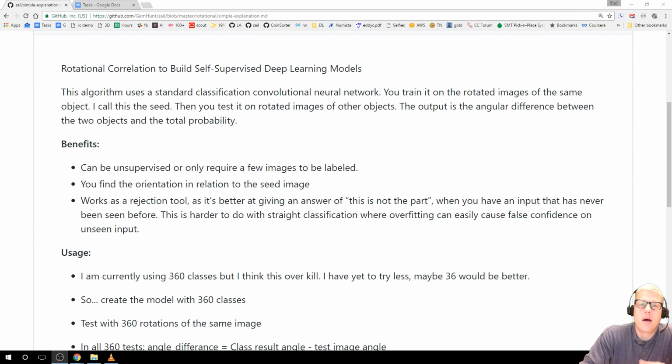Hello, I'm Paul Crush, and I wanted to go over one of the key algorithms I use to find the orientation of coins. I call it rotational correlation.